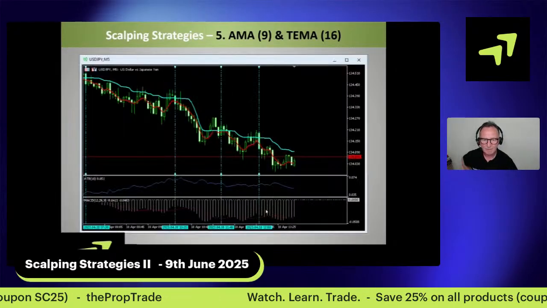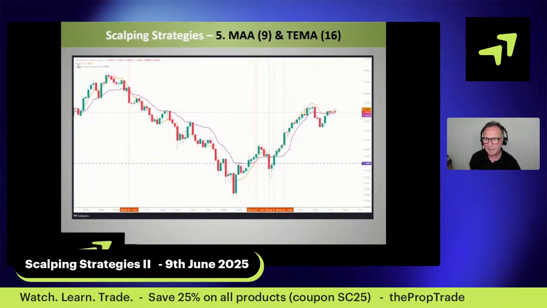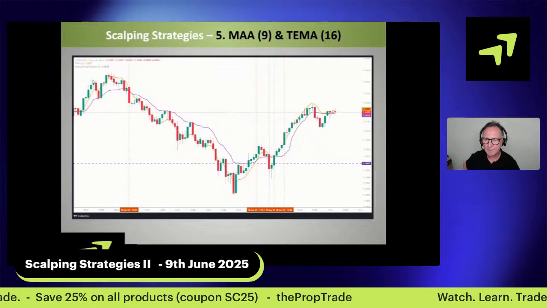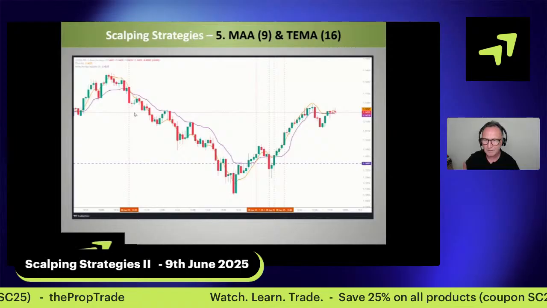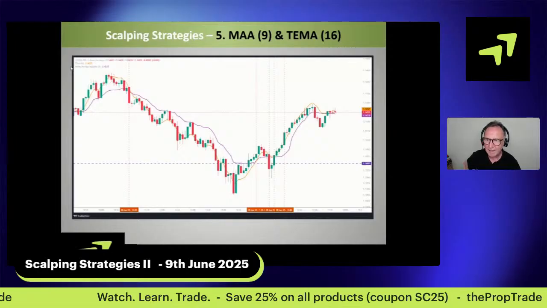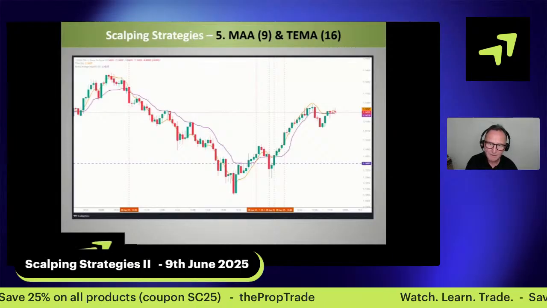So what does that look like? Well, this is what it looks like on my chart. You can see the orange line here is the 16 period triple exponential moving average, and you can see they cross like moving averages. But as you can see, the AMA or the MAA, that's set at 9, it's trending quite nicely.